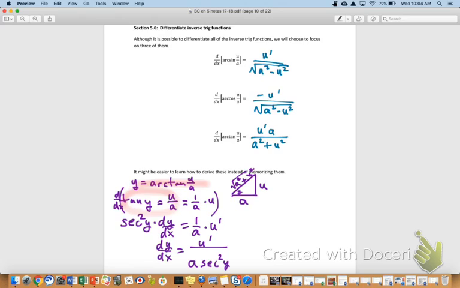So then I come over here and I say dy/dx equals u prime over a times, so let's go ahead and do the secant of y. Secant of y would be hypotenuse over adjacent. You guys okay with this? Square root of a squared plus u squared over a. But let's not forget that we're doing secant squared, right? So I think Jack just said all of that squared.